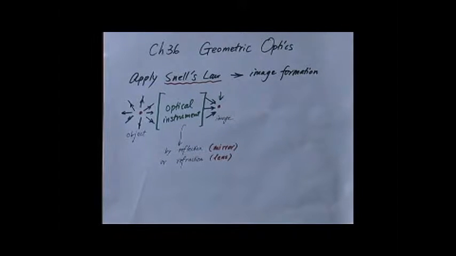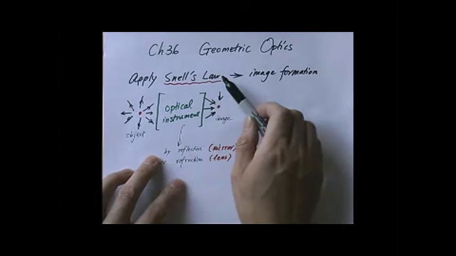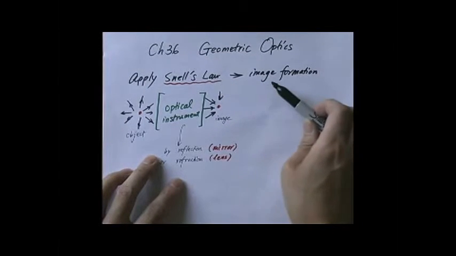Chapter 36, Geometric Optics. Now that we have Snell's law of reflection and refraction, we are able to apply these laws to study various cases of image formation. This is the subject of this chapter, Geometric Optics, in which we study how an optical instrument can form an image. And again, the laws that we're going to use would be Snell's law.